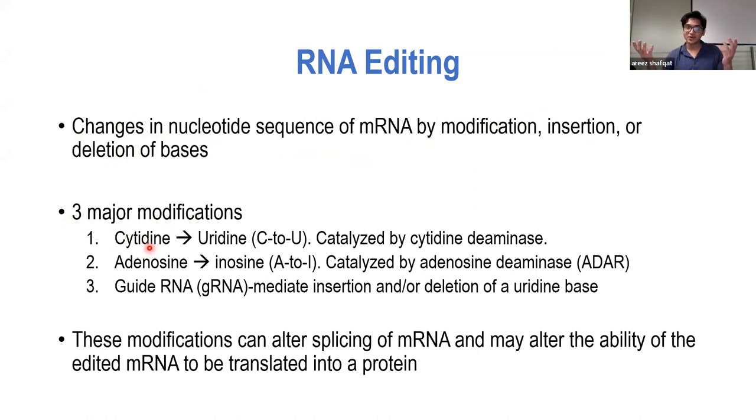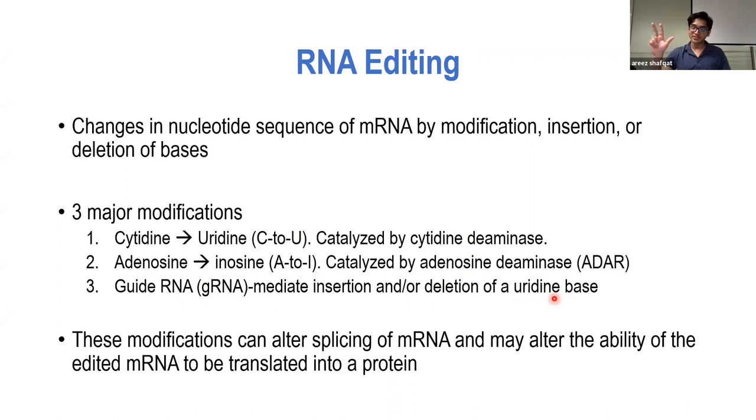The nucleotide itself is called cytosine, right? So now, cytidine to uridine is another modification you should be aware of, and it's catalyzed by an enzyme called cytidine deaminase. Adenosine to inosine is another modification, catalyzed by adenosine deaminase, ADAR is the abbreviation. The third modification you should be aware of is guide RNA mediated insertion or deletion of a uridine base. Guide RNA is a type of RNA which can bind to the mRNA, and it can either add or remove uracil, or uridine nucleotides.